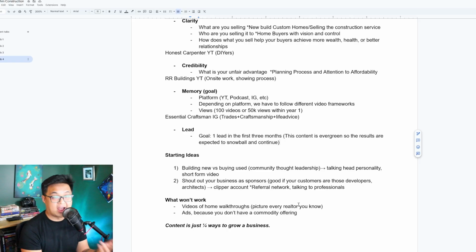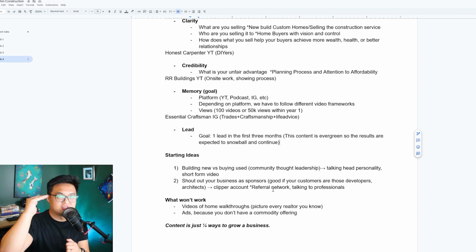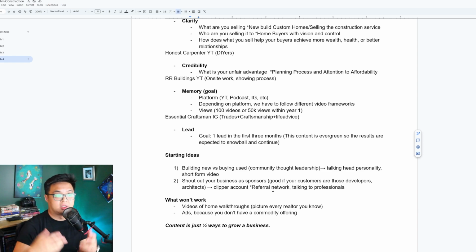The second thing is ads. You don't really have a commodity offering. You're selling a service, right? So I don't think ads is the way to go either, because again, it doesn't build that trust for people to want to pull the trigger for something so monumental.